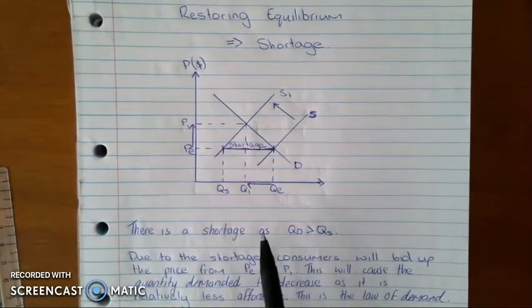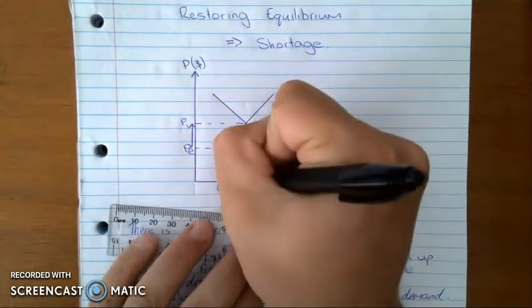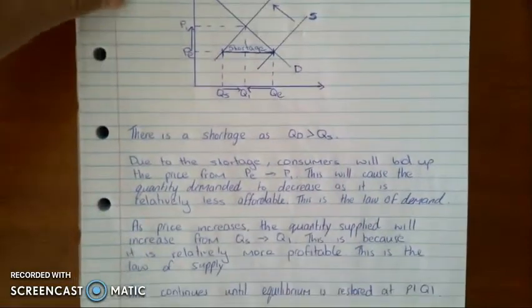So we have to label our graph properly. We've just missed out a quantity supplied thing there. That should go that way, because we said that in the second paragraph. And then we go through our explanation, which is down below.